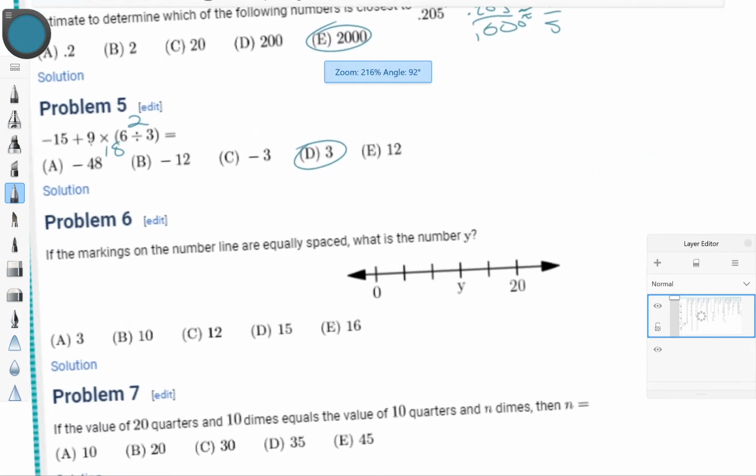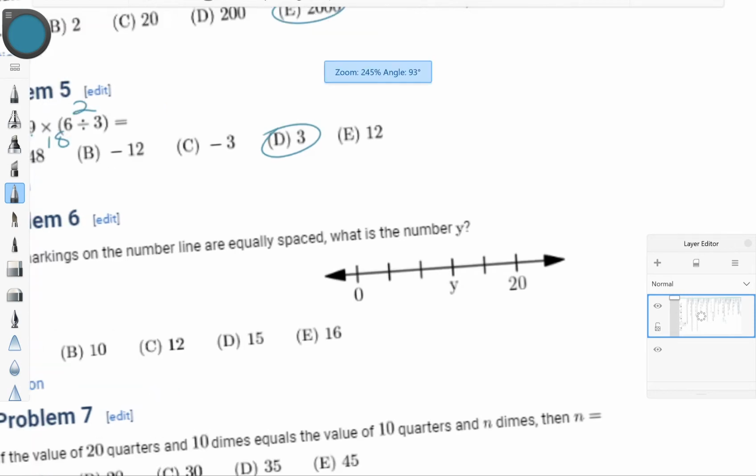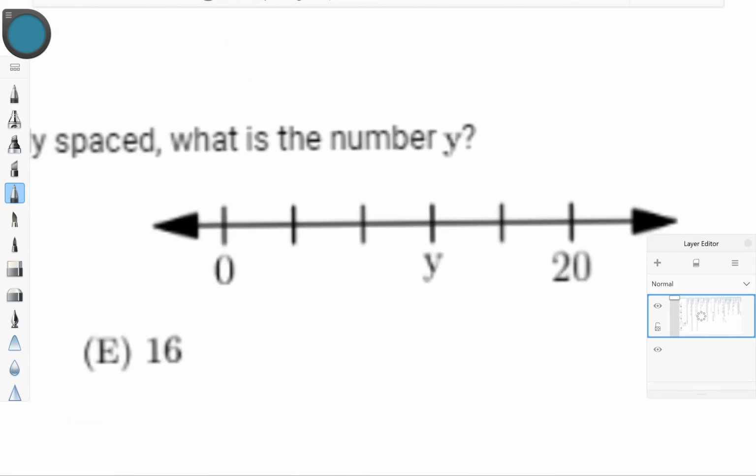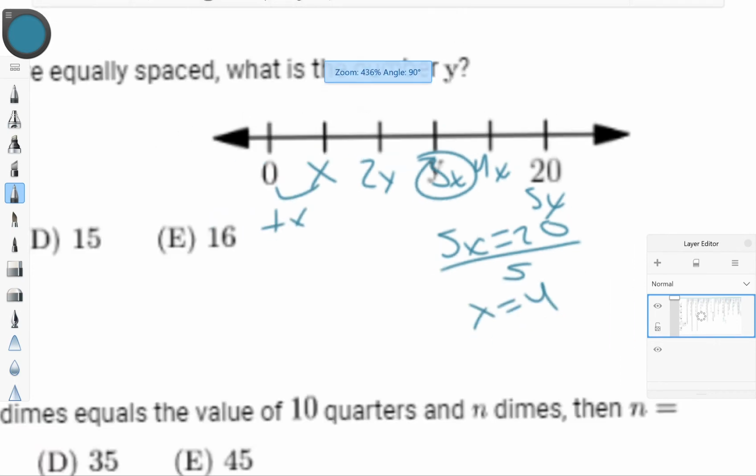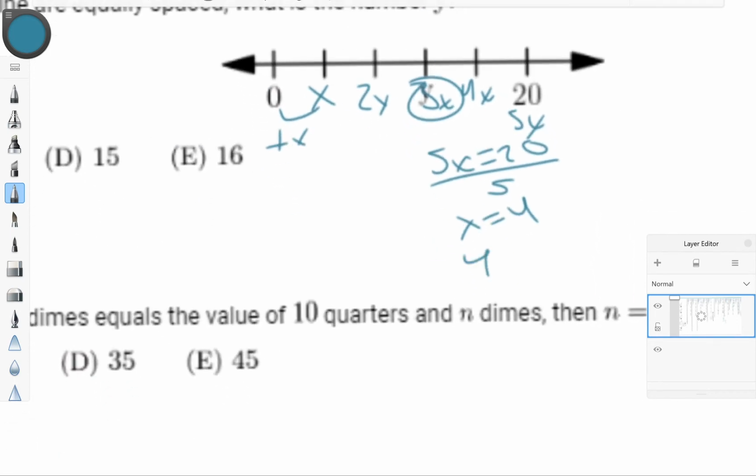The markings on the number line are equally spaced. What is the number y, right? So let's call this x, right? Then you're adding x each time. This becomes 2x, 3x, 4x, 5x. 5x equals 20, divide by 5, x equals 4. We're asking for 3x, because that's where y is. 4 times 3 equals 12.